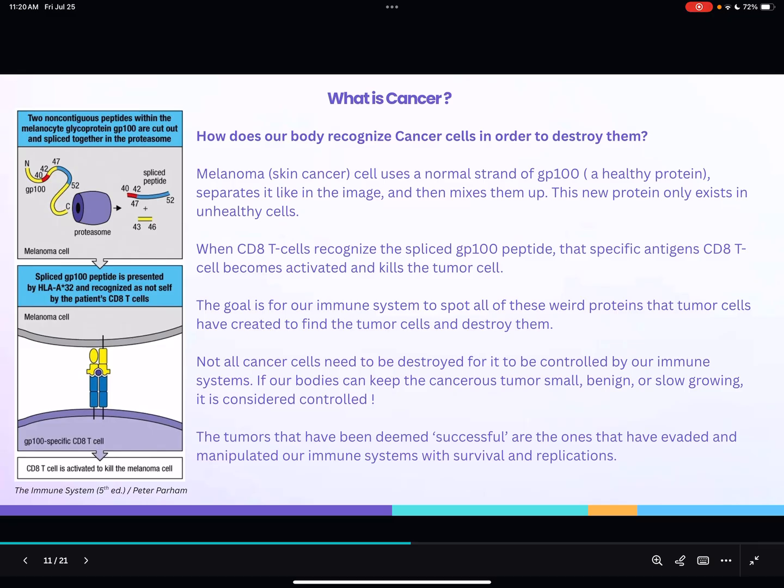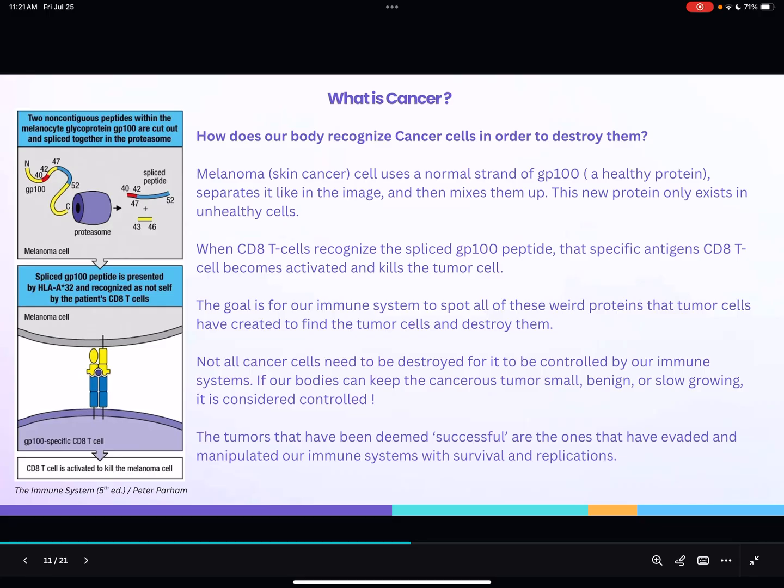Mutation, sorry. Basically, this new protein only exists in unhealthy cells. So when the CD8 T cell recognizes a spliced GP100 peptide that's a specific antigen, the CD8 T cell becomes activated, it kills the tumor cell. So the goal is for our immune system to spot all of these weird proteins that tumor cells have created in order to find tumor cells and destroy them.